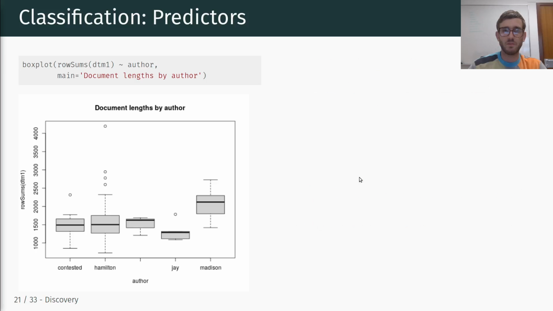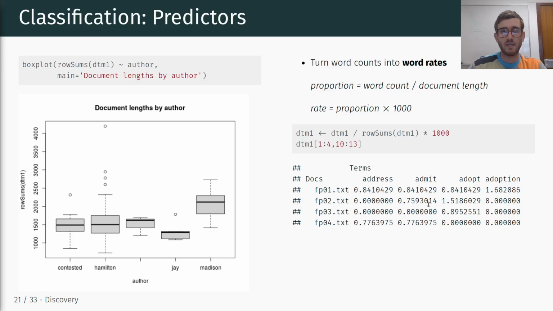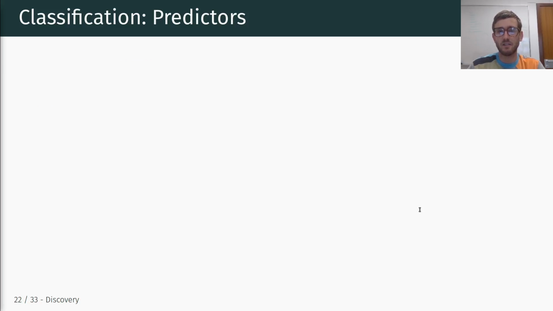And now if we compare this to the previous document term matrix, where we had individual counts, now these are basically expressed as word rates, okay? But this is still not quite there.